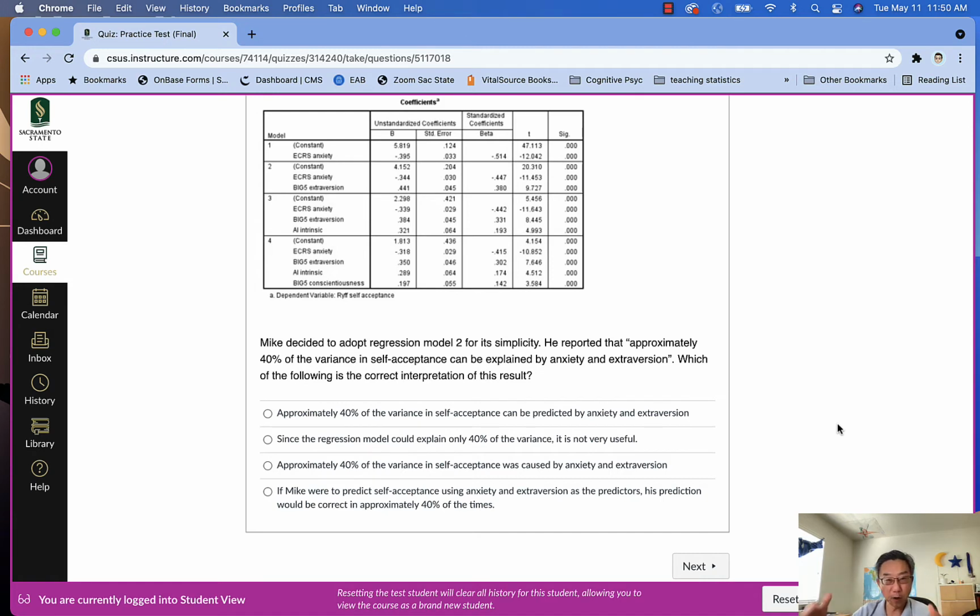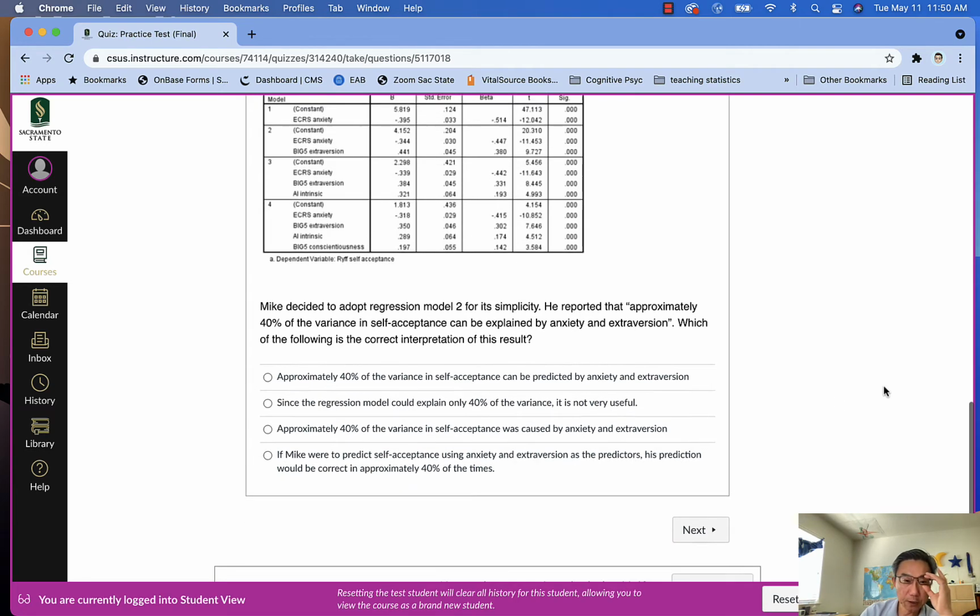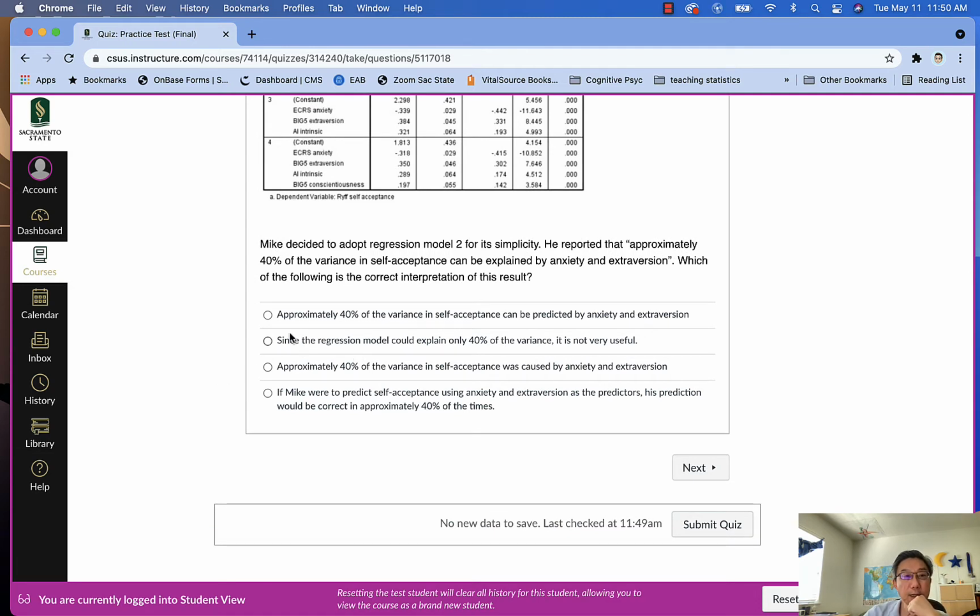So this boils down to the question of when we conduct regression analysis or correlation analysis, we have the evidence for relationship, for correlation, for association, but not causality, right? So this is the point this question is trying to address. So let's look at these possible answers. Approximately 40% of variance in self-acceptance can be predicted by anxiety and extroversion. That sounds correct. So let's click on that, but let's also check the other three.